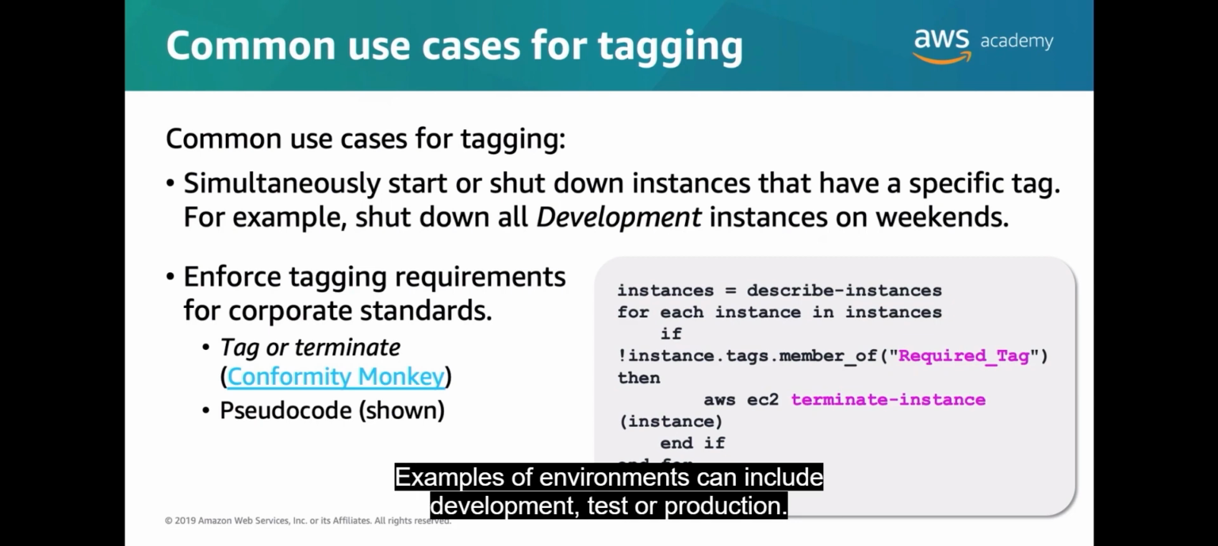Examples of environments can include development, test, or production. To save costs, you can create a script that automatically shuts down development instances on weekends and then restarts them at the beginning of the week.